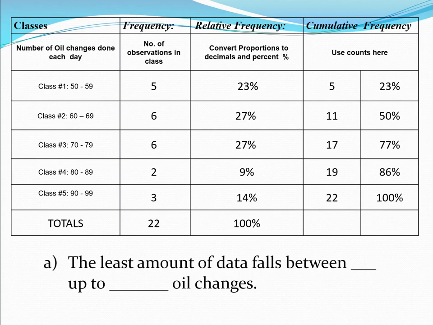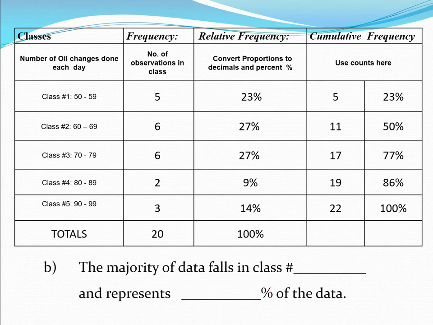What do we do with this? Well, you can look at these frequency tables and glean some information. What kind of questions might you be asked on an assessment after you've created your frequency table? The least amount of data falls between blank up to blank oil changes. So the least amount of data is going to be class 4. And how many oil changes are there? Well, between 80 and 89 oil changes, there's only 2. So between 80 and 89 oil changes is where the least amount of data falls.